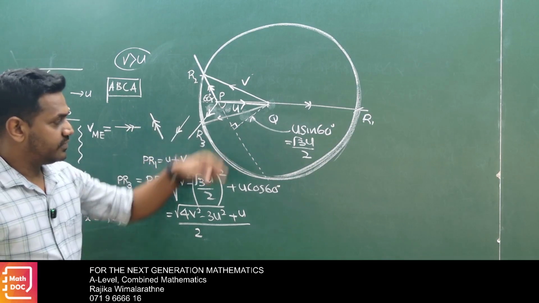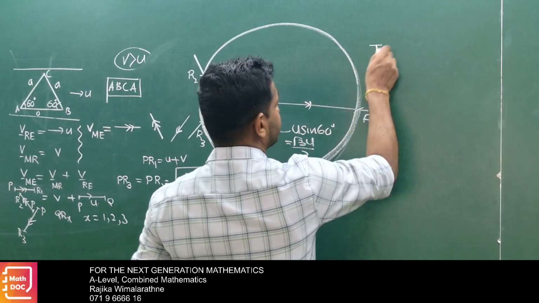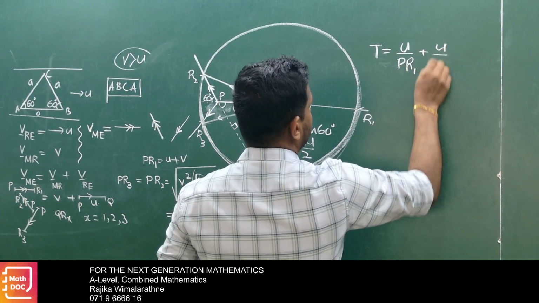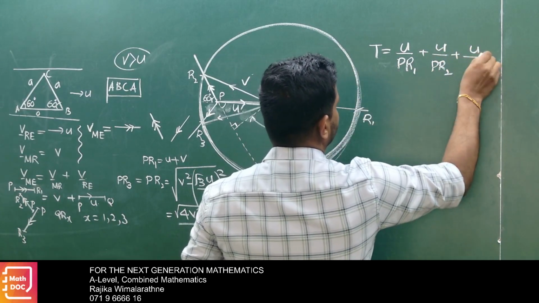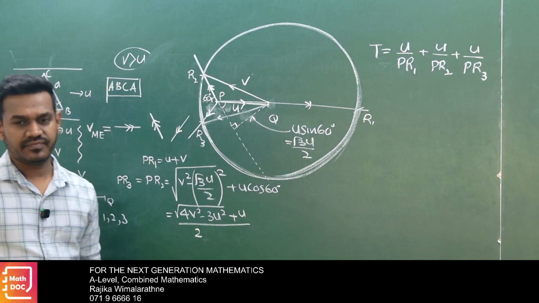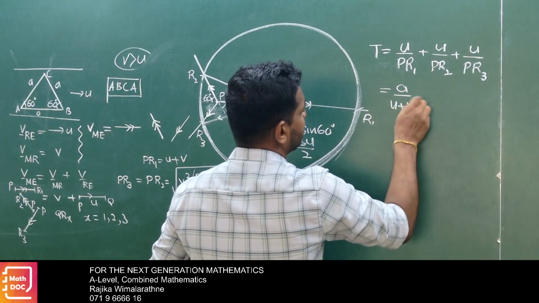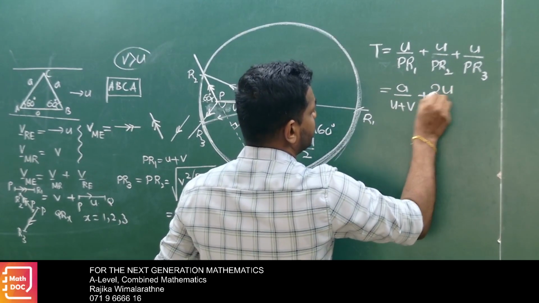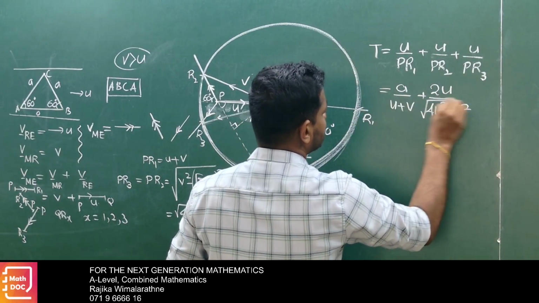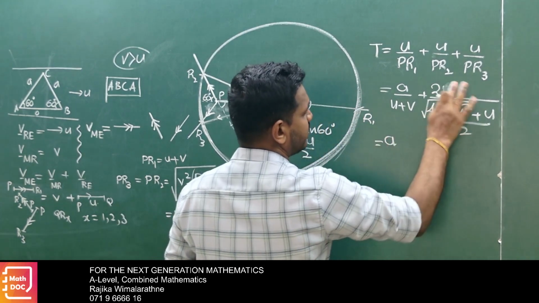Then you know everything now. Now you can find time. Then the corresponding times: A over PR1, A over PR2, A over PR3. Okay, now you can complete. Then A over U plus V. Yep, these two are the same, no. Then 2A over the square root of 4V square minus 3U square, plus U over 2. Then simplify.